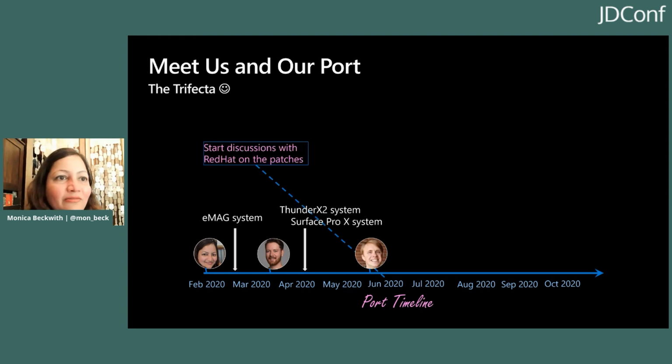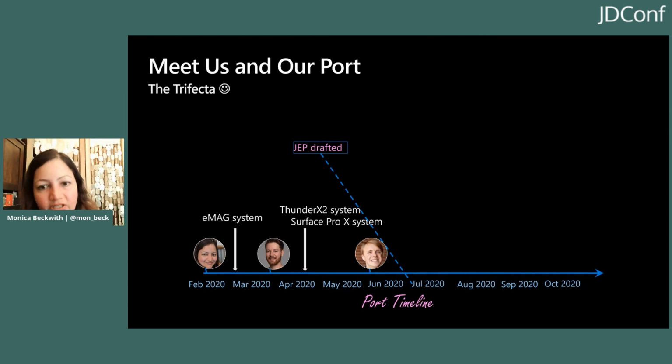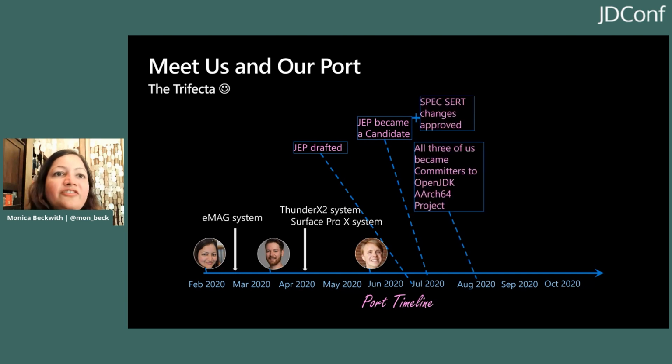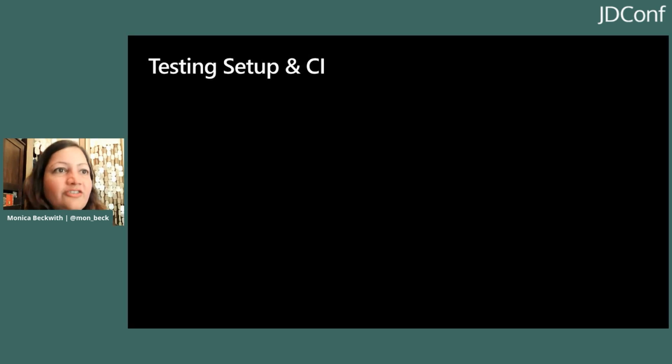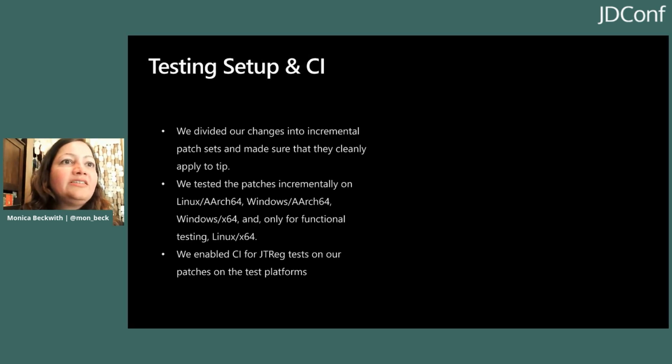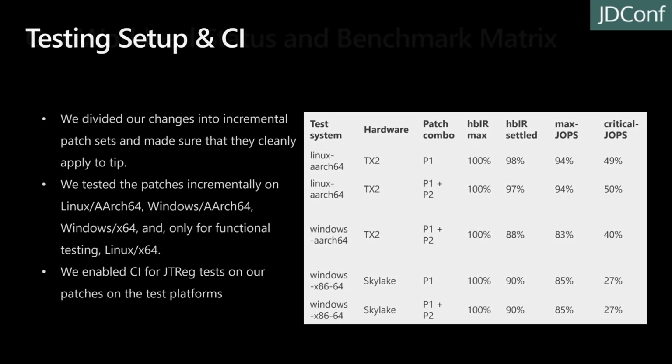Bernard joined our team. Bernard helped with the G1GC bug, and our first patches surfaced on OpenJDK. And with the help of the OpenJDK community, big shout out to Oracle and Red Hat, we went from JEP drafted to getting integrated into OpenJDK by October 2020. So when JDK 16 comes out, we'll be there. I hope you take us for a test ride. Here's the testing CI. Please feel free to browse the slides later at your convenience.